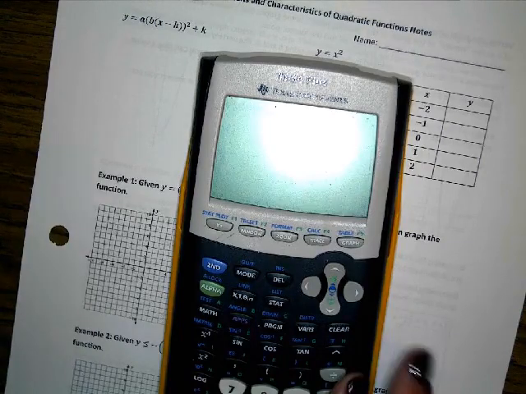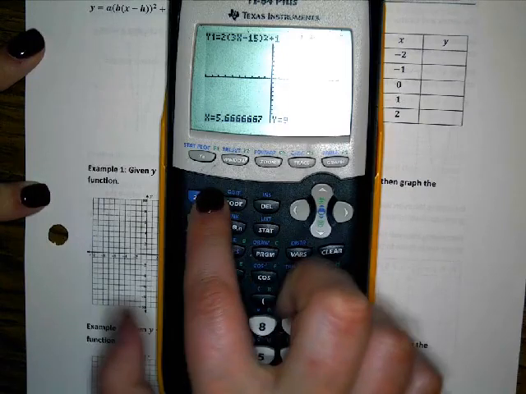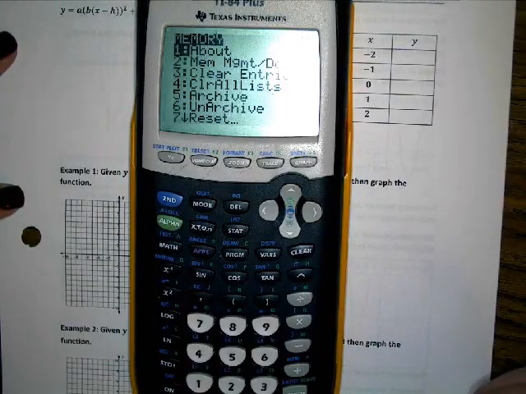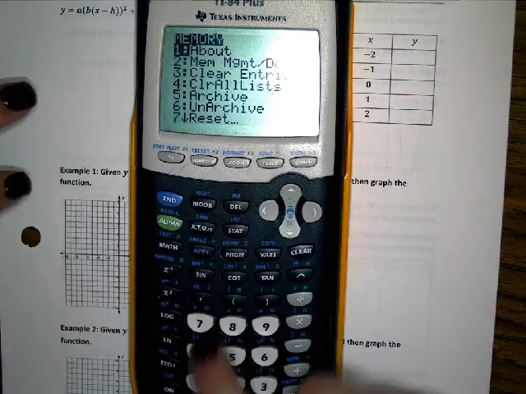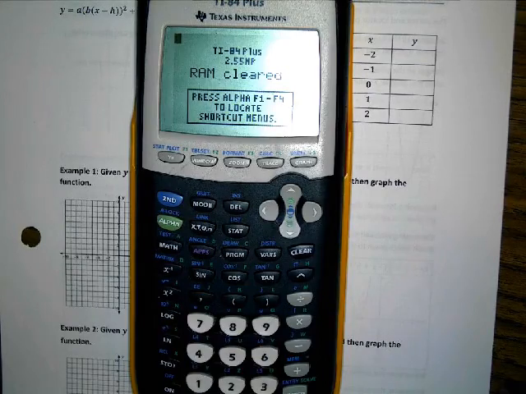to clear the calculator. So we start with the blue button, second, and then a plus sign, and then 7, 1, 2. So second plus 7, 1, 2 will clear your calculator.